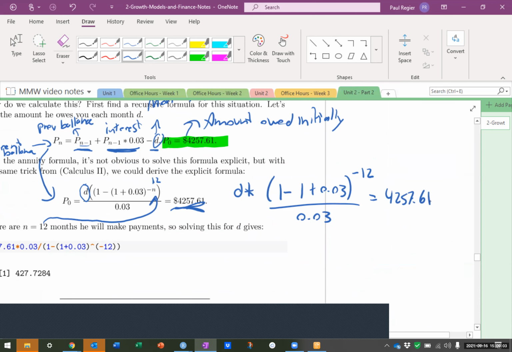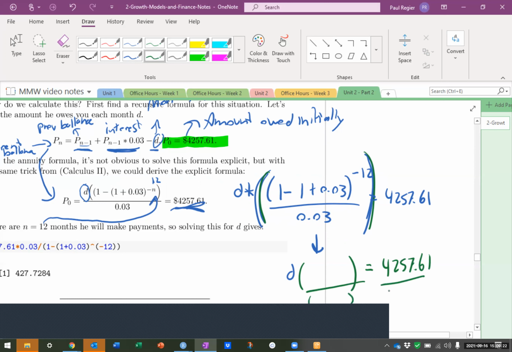So how do we solve this formula for D? D times this value here. Well, what you can do is find out what this value in parentheses is. I'm going to make that colored. We'll find out what that is. That's equal to 4,257. And then we can divide both sides by that number.